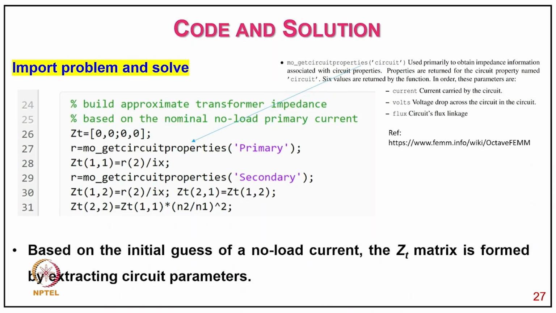So here ZT equal to [0, 0; 0, 0], and R equal to mo_getcircuitproperties of the primary, and ZT(1,1) equal to R1 over Ix, and R equal to mo_getcircuitproperties of the secondary, and ZT(1,2) equal to R2 over Ix, and ZT(2,1) equal to ZT(1,2), and ZT(2,2) equal to ZT(1,1) into (N2 upon N1) to the power 2. Based on the initial guess of the no load current, the ZT matrix is formed by extracting the circuit parameters.